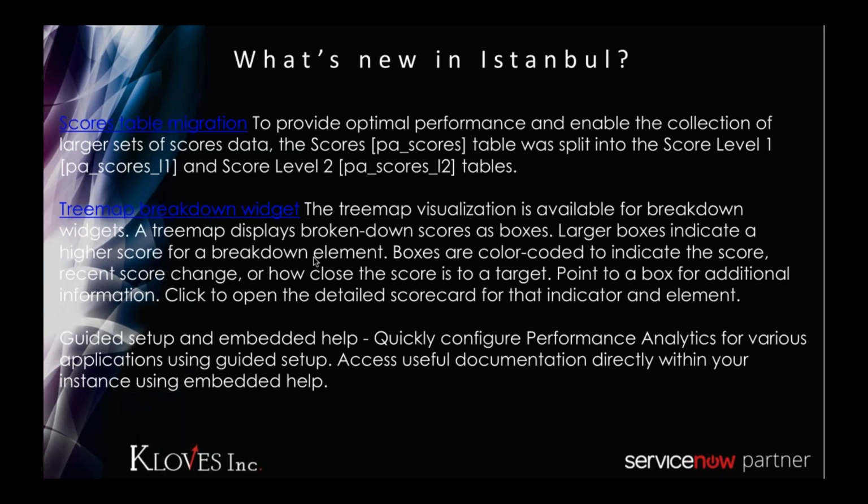And then there's another type of breakdown widget visualization called a tree map, which is available. It basically breaks down scores as boxes, where the larger boxes indicate a higher score for a breakdown and the smaller boxes indicate a lower score. And they are also color coded to indicate the score and whatever criteria we set. And then guided setup and embedded help, which allows you to quickly configure performance analytics for various applications using guided setup. I will walk through this in the demo at the end as we leverage some of that CMDB data.